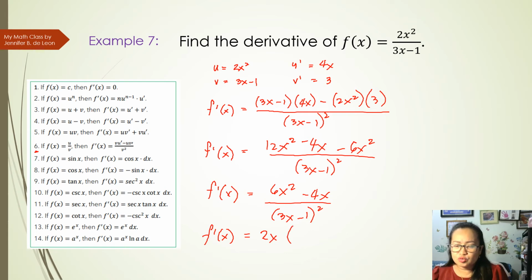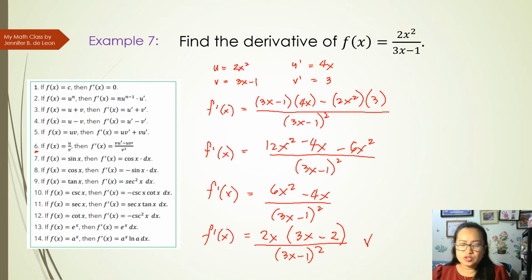Okay, so we will have 6x squared divided by 2x, that would be 3x. Now, negative 4x divided by 2x, that is 2. So let's see if we will have a common factor in the numerator and in the denominator. Okay, so unfortunately we cannot cancel 3x minus 1 and 3x minus 2 because they are different. So therefore, the derivative of the given function is the quotient of 2x times 3x minus 2 and the square of 3x minus 1.